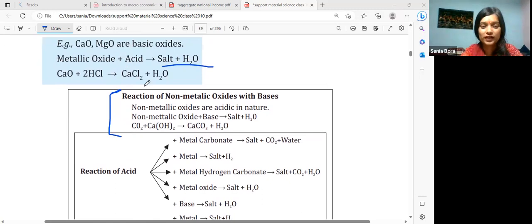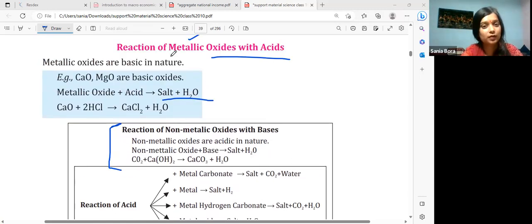Okay. So over here, what I was telling you is the difference between metallic oxide and non-metallic oxide, right? Metallic oxides are basically basic in nature and non-metallic oxides are basically acidic in nature. So only metallic oxide reacts with acid because they are basic. You will never see metallic oxides reacting with base because they are already basic. But non-metallic oxides react with bases, not with acids, because they are already acidic. So they don't react with acid; they only react with base. Clear?